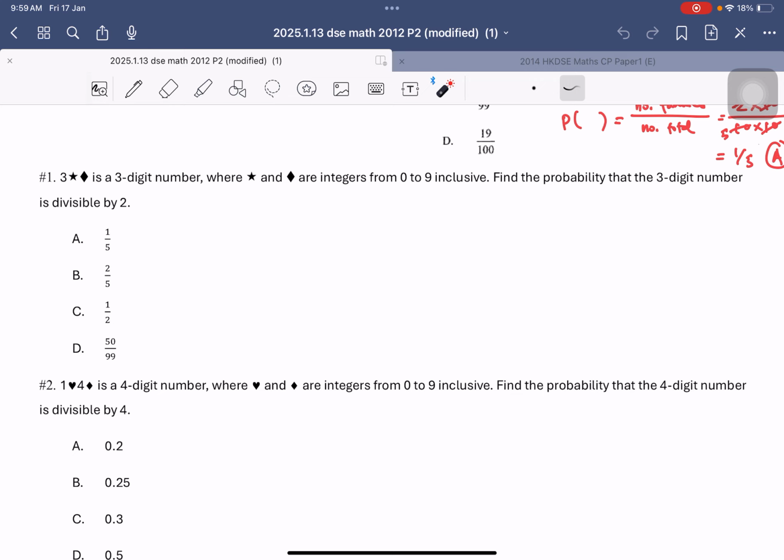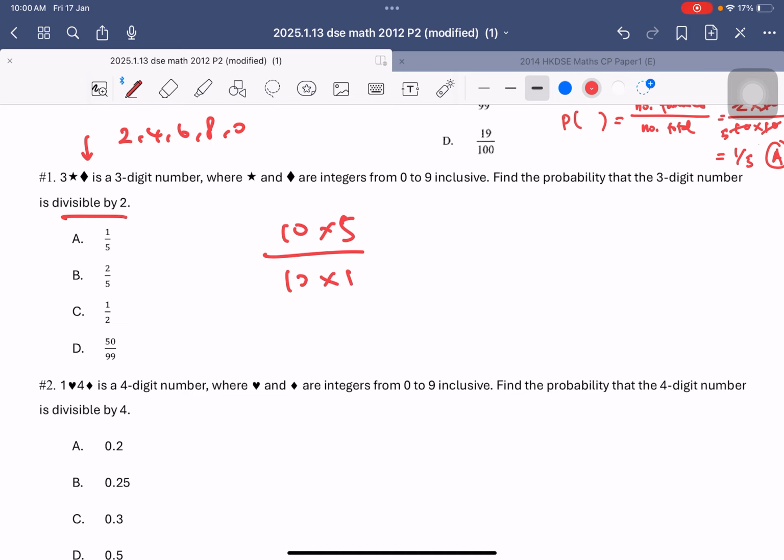Alright, Shai. This is divisible by 2. How many numbers? If the number should be divisible by 2, then the last digit should be just 2. Divisible by 2 means what? 2, 4, 6, 8. So it can be 2, 4, 6, 8, 0. Okay? So how many choices for the last digit? 5. For the first digit? The middle one? 10. So 10 times 5 divided by 10 times 10, giving you 1/2. Okay?